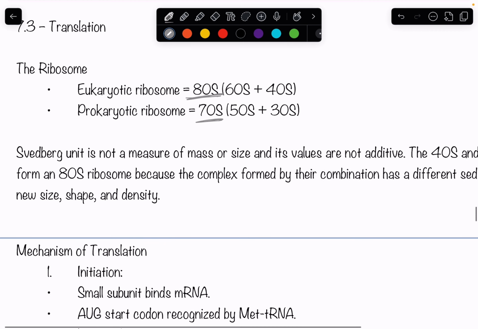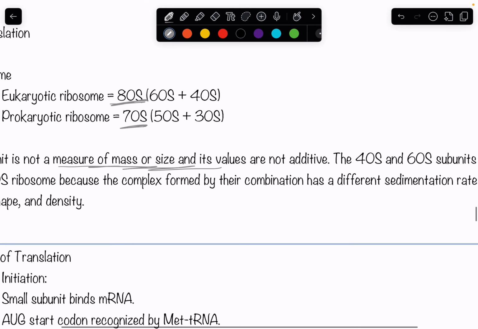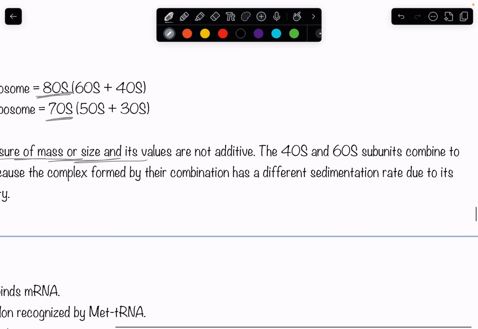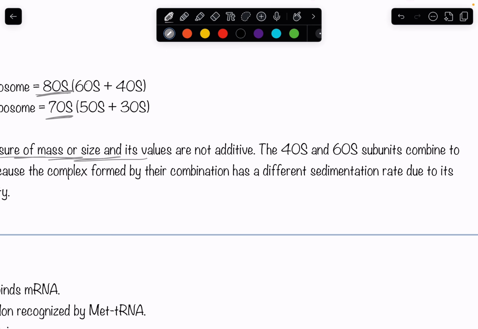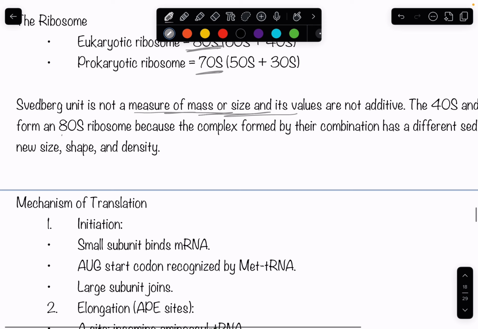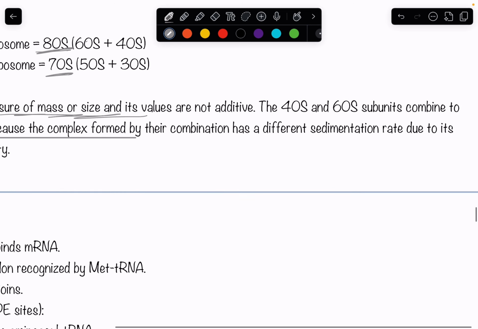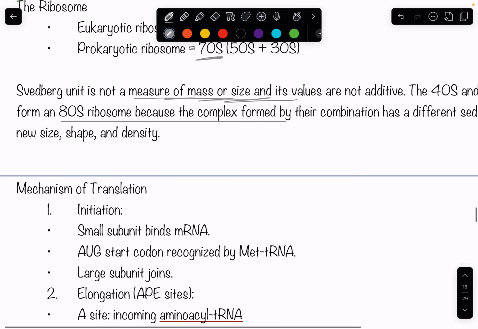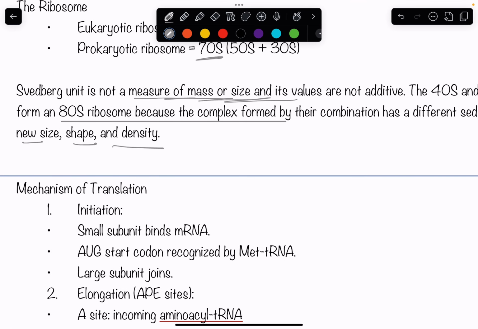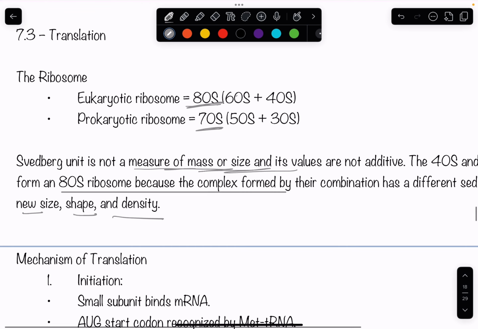Now we need to go over the fact that these units are not a measurement of mass and size. Okay. So no, it's not 60 plus 40 gets 100. These values are not additive. So the 40S and the 60S subunits combine to form an 80S ribosome, because the complex formed by the combination has a different rate due to its new size, shape, and density. But it's not necessarily 60 plus 40 equals 100, right?